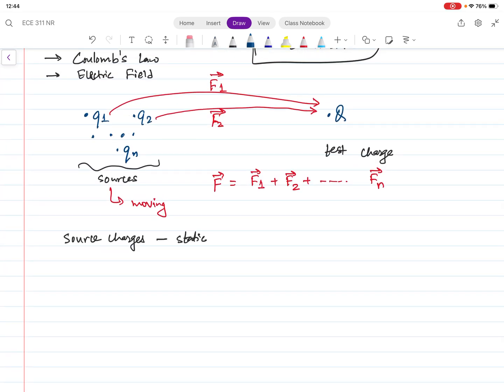That is, what is the force on a test charge Q due to a single point charge q? Let's say we have a single point charge q, and we are trying to calculate the force exerted by small q on capital Q. This force is given by something called Coulomb's law. This is a fundamental law, and it was published in 1785 by Charles D. Coulomb.